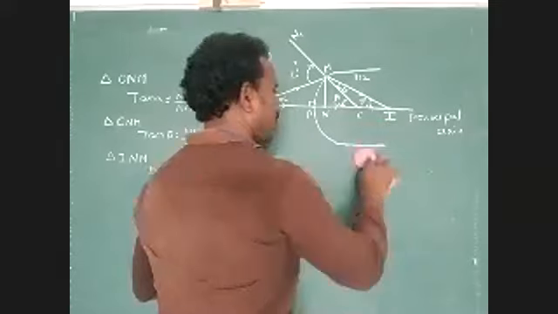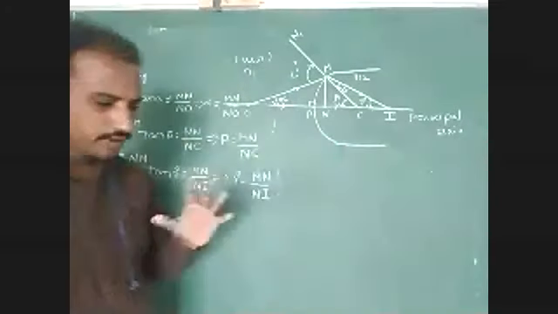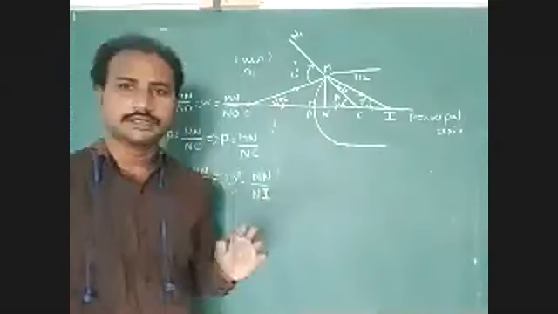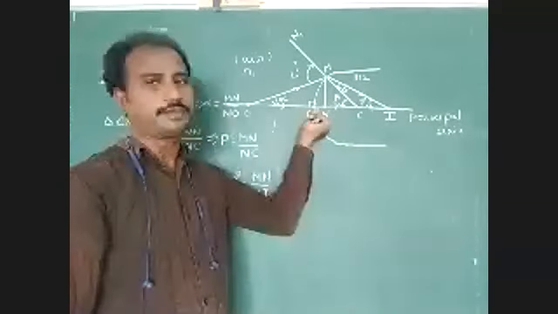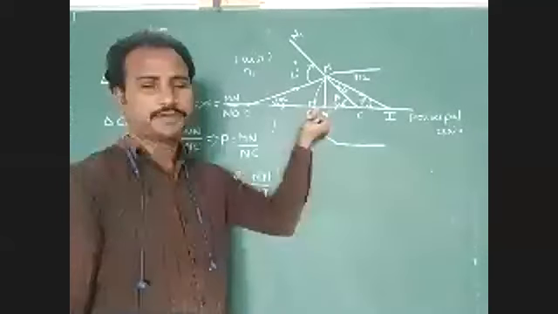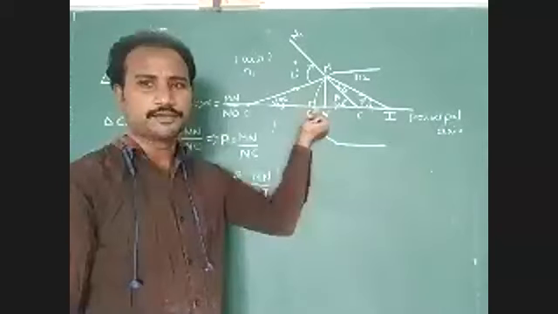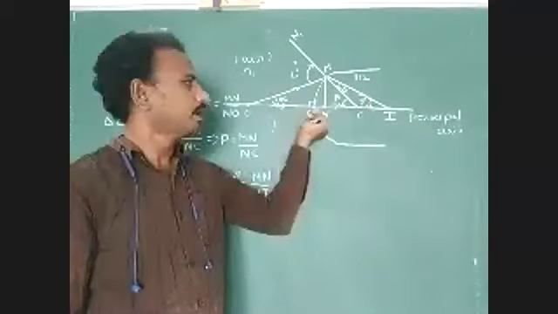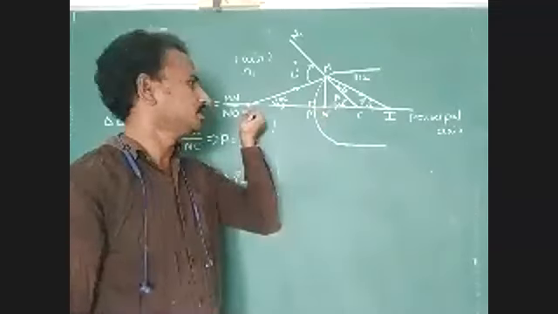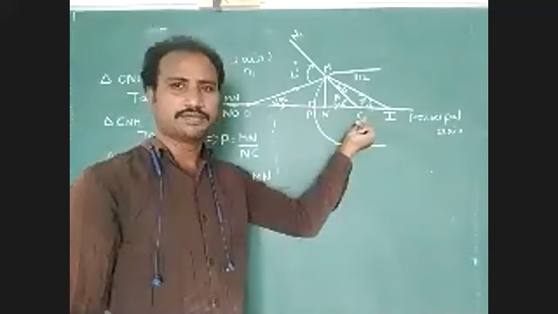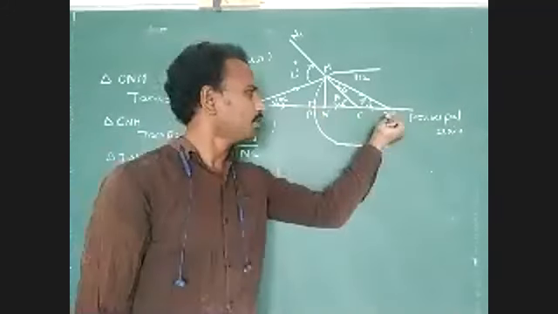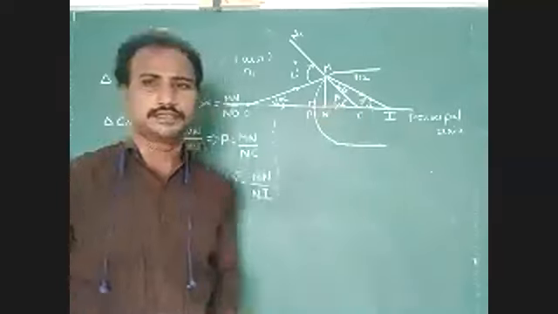We have to find out object distance. First, we have to consider that initial point is P. Here, the reference point is P. From this point, we have to calculate object distance, radius of curvature, and image distance.